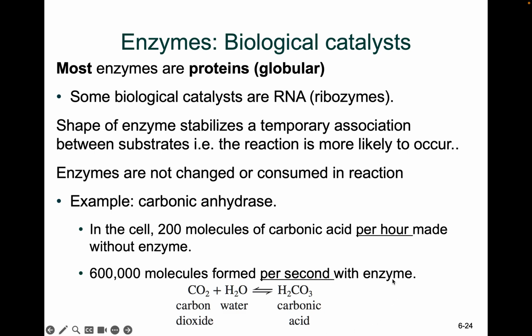Because when you add an enzyme, suddenly you go from 200 molecules per hour to 600,000 molecules formed per second, not per hour, per second. So you've increased the rate by a factor of about a million. That's incredible, and that's what I mean with catalysts and enzymes. What they do is reduce this activation energy, which makes the reactions much, much faster. So all they do is help the rate. It has nothing to do with giving energy or anything like that. It just reduces the activation energy, which then makes the rate much faster.